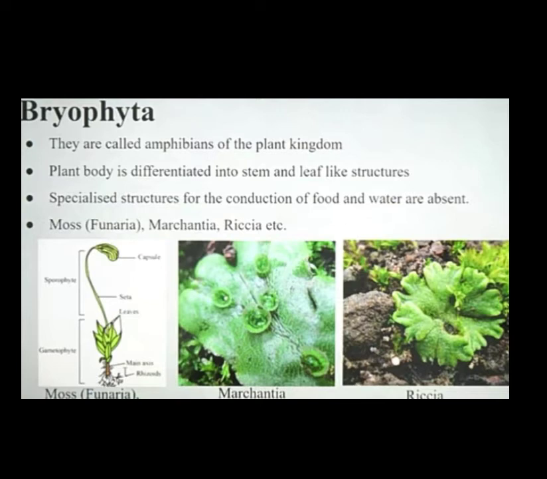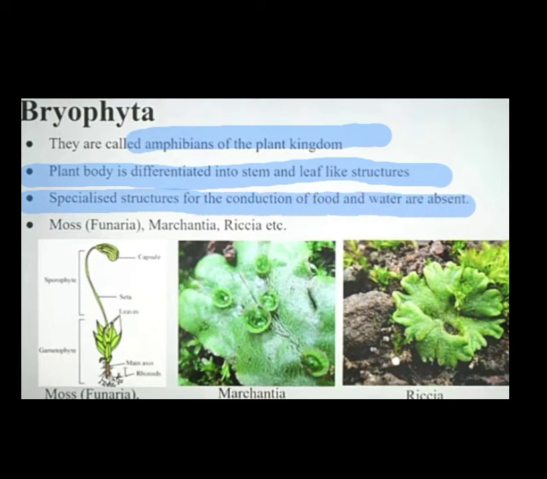And now let us look at Bryophyta. These are known as the amphibians of the plant kingdom because they are the first kinds of plants to grow on land. And these Bryophyta plants have differentiated body parts. They can be differentiated into stem, root, leaf, etc. But they do not have vascular tissues. Specialized structures for conduction of food and water are absent. Vascular tissues contain xylem and phloem, which help in the conduction of food and water. So they are absent. And the examples of Bryophyta are moss, Riccia, etc.